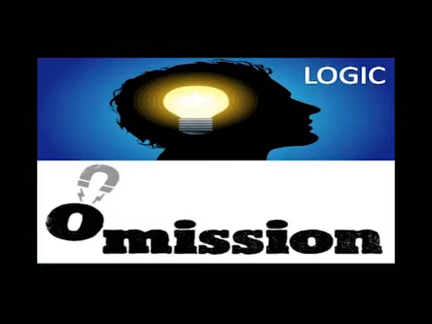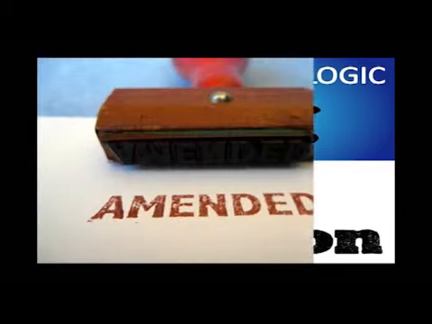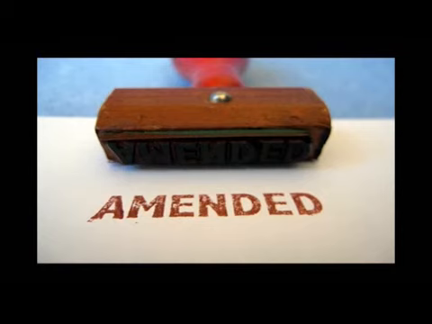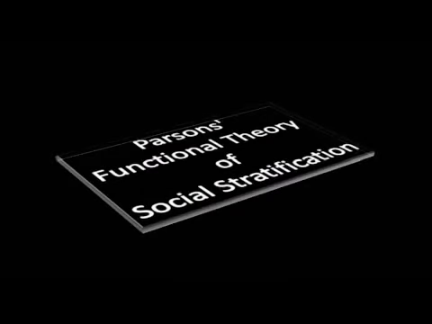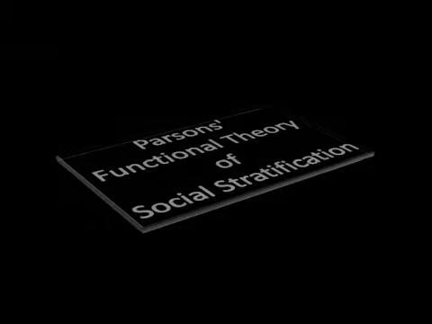But this Davis and Moore view of the labor market model is flawed, and several social scientists have revealed other problems of logic and omission over the years. The Davis and Moore theory doesn't have to be rejected on every point, but it does need to be amended in several respects. Parsons' functional theory of social stratification.